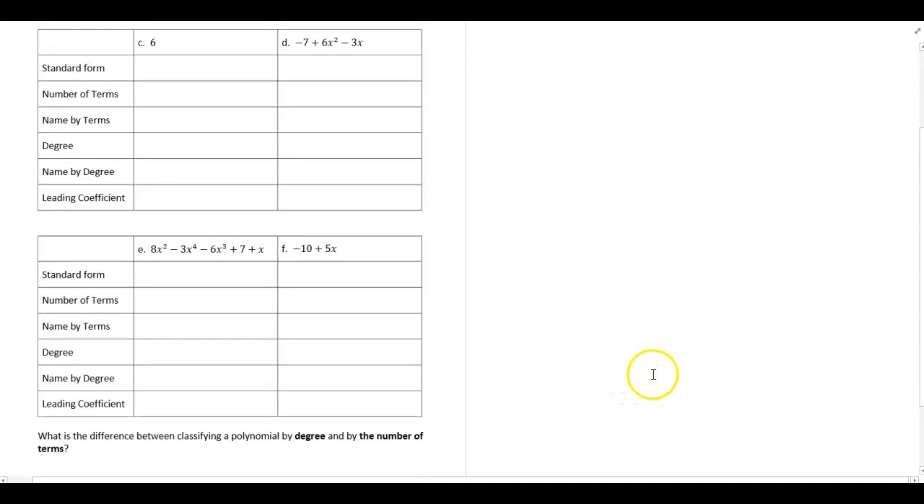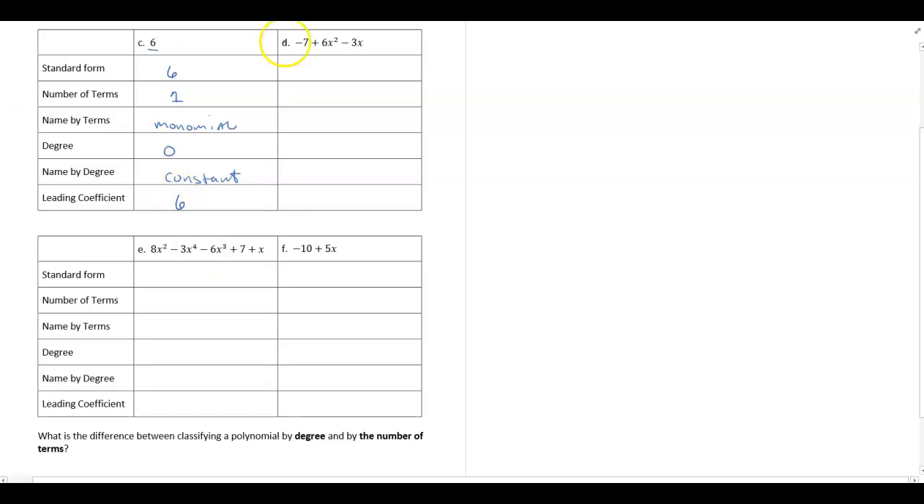So let's go through a couple of examples here. All right. So standard form for this one. Right here, you just have 1 term, so that's already in standard form. Since it only has 1 term, the name by number of terms would be a monomial. The degree, since there's no x term or variable expression, it's 0. And the name by degree would be a constant, meaning it's not going to change value. And the leading coefficient is just 6.